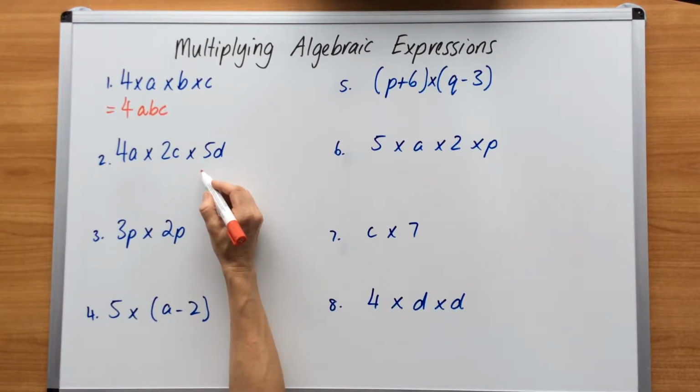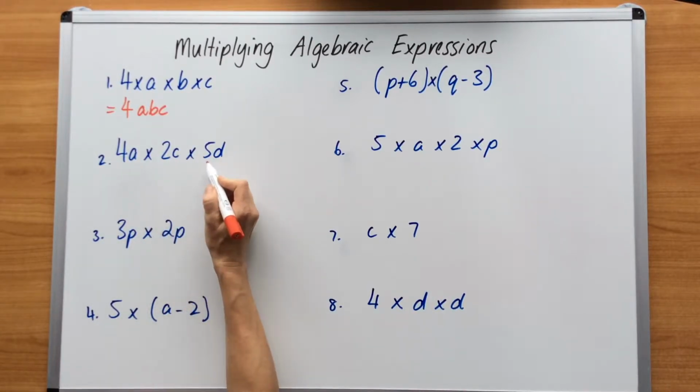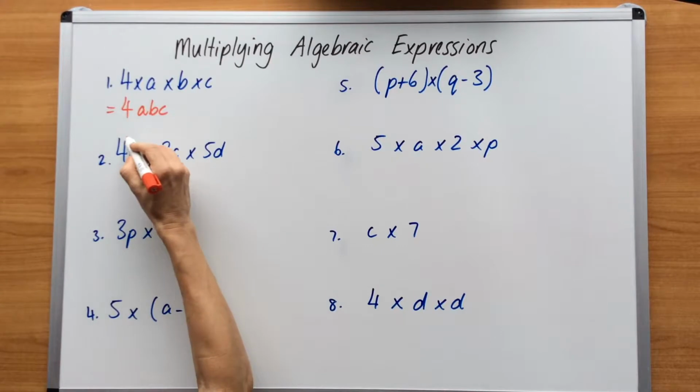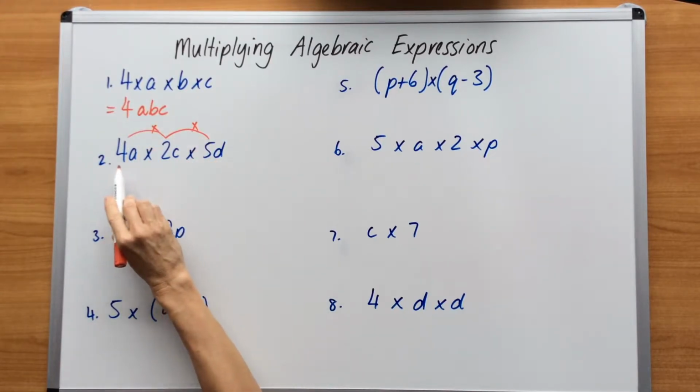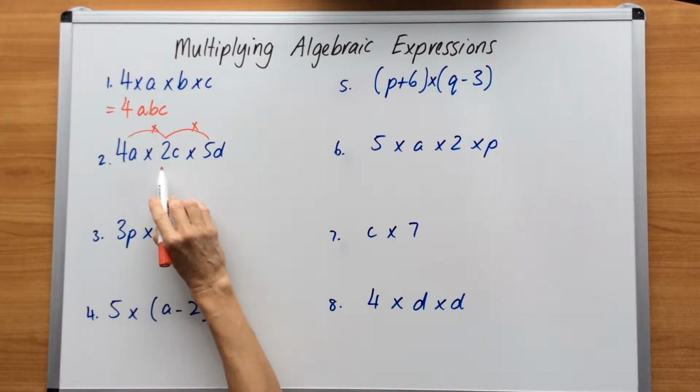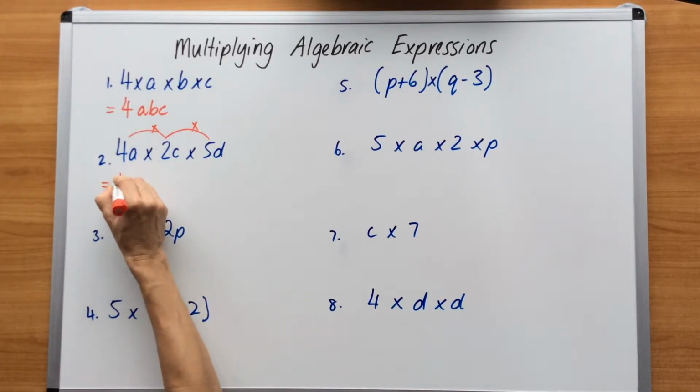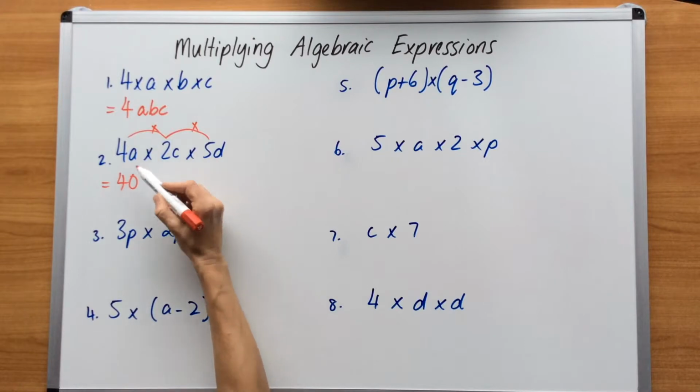The second one here, 4a times 2c times 5d. Okay, so we have 4, 2, and 5. So we're actually going to multiply the numbers. So 4 times 2 is 8. 8 times 5 is 40. And we simply take these letters, these pronumerals, and put them in alphabetical order.